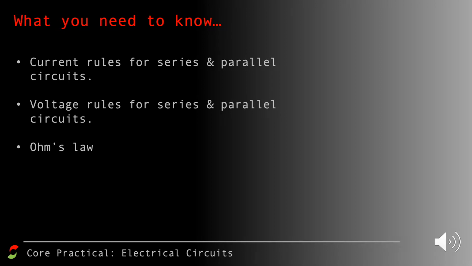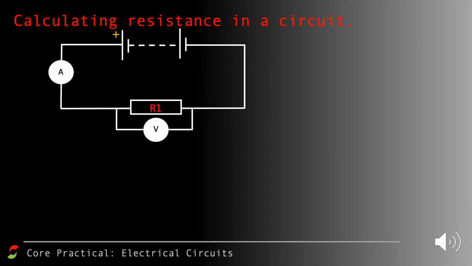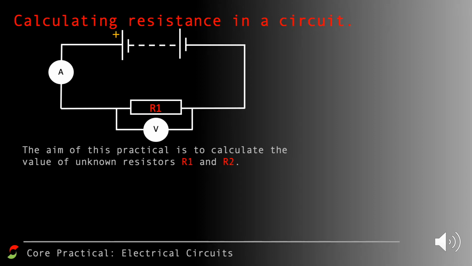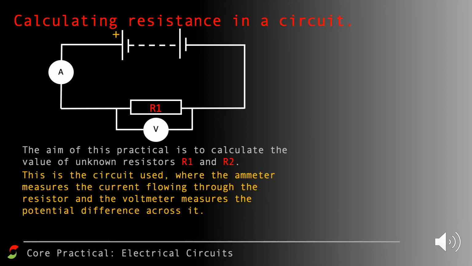So the first thing is that you will be given two resistors. I'm going to call them R1 and R2, and you're going to be doing a few different things with those two resistors. But the first thing is that you need to know what their resistance is. So you will get resistor R1 and place it in this circuit with a power supply, an ammeter and a voltmeter. The ammeter is measuring the current, the voltmeter is measuring the potential difference. And with that circuit then, with those measurements, you would use Ohm's law to calculate the resistance of R1.